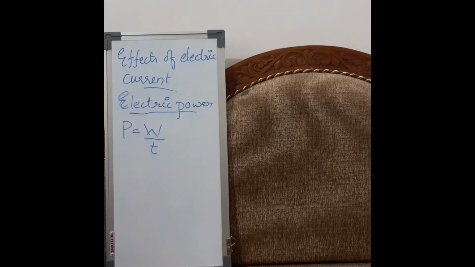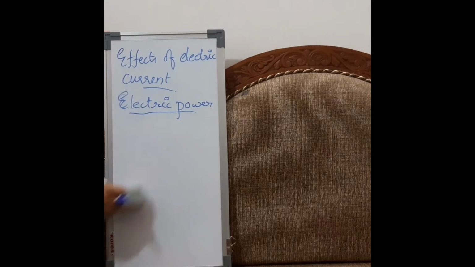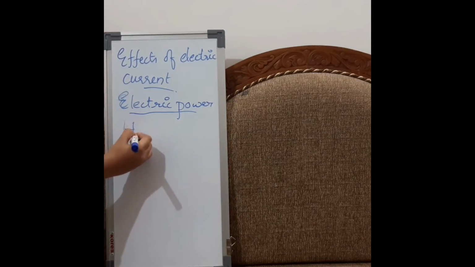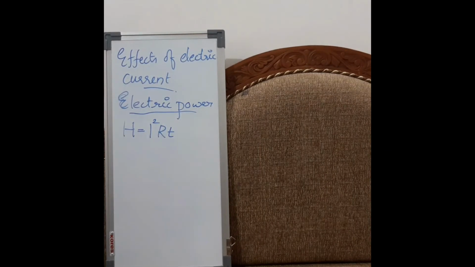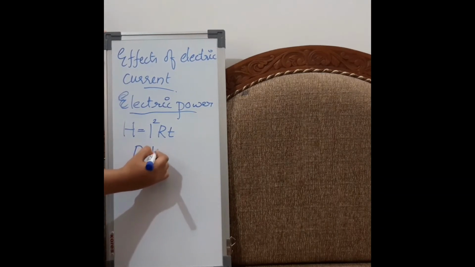What I have told is that to find the power, the equation is W by T. And we have to learn the equations for finding P. We learned in the second class that the equation to find the heat is I square R T. So power is work by time. I hope you understand what I am going to tell. P is equal to W by T.